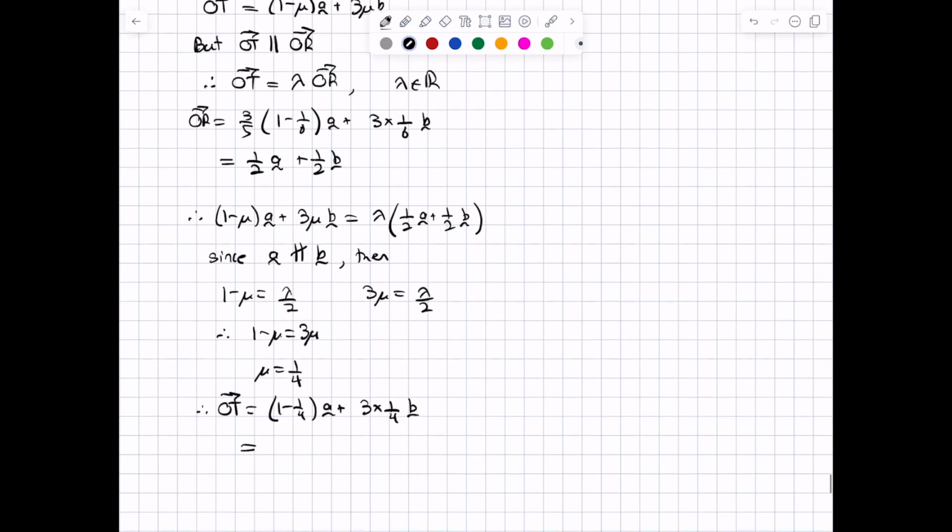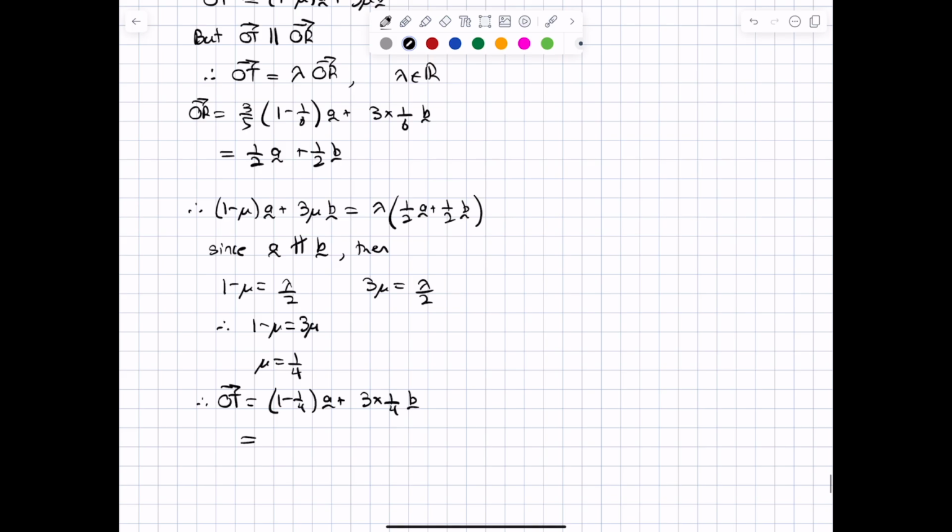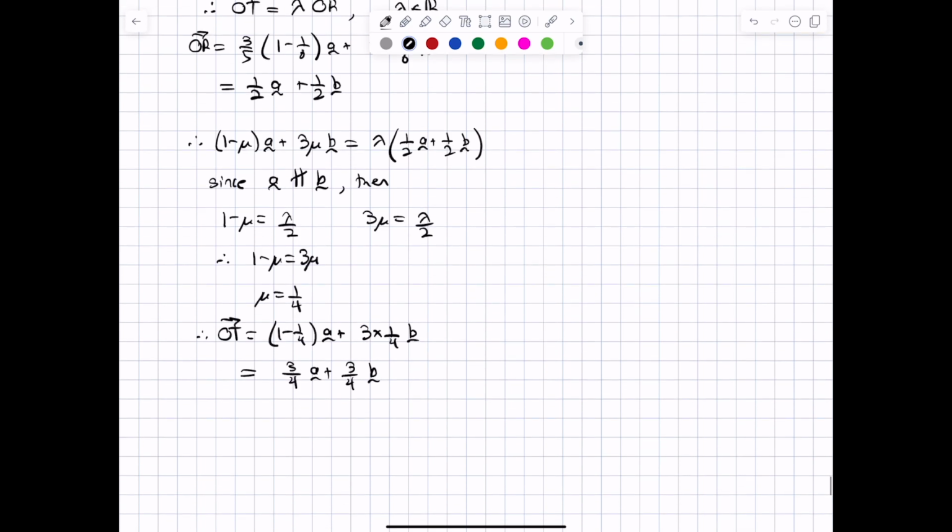So that'll give me 3/4 A plus 3/4 B. And that is the end of part 3 and the end of the whole question.